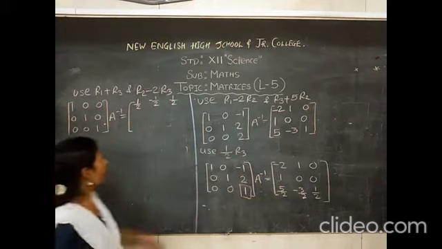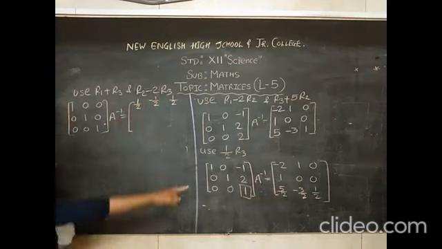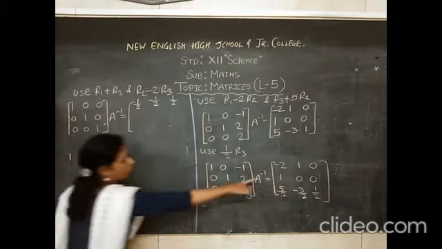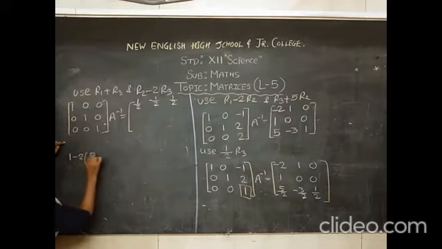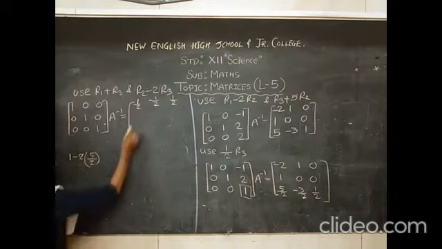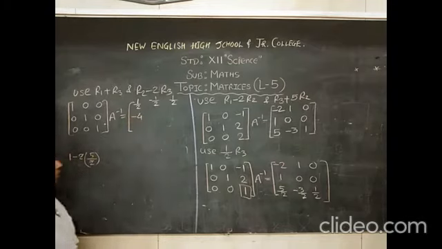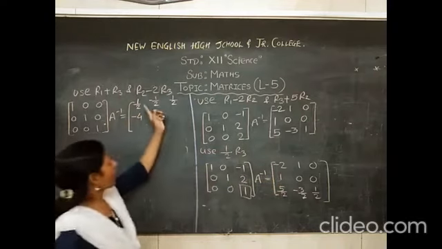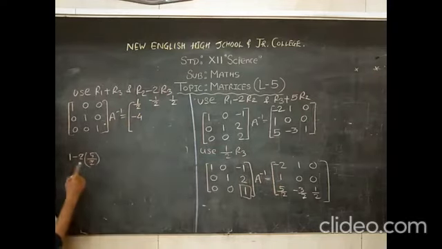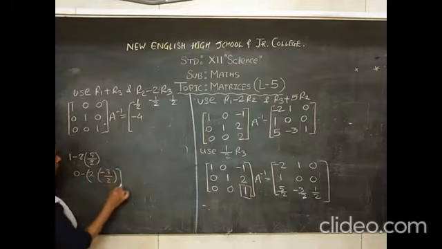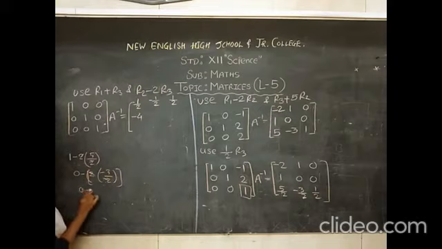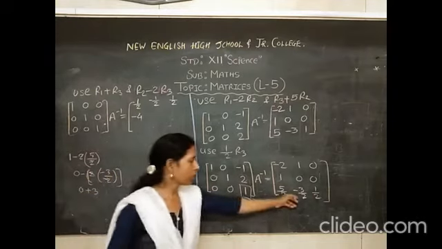Now we will come to R2 minus 2 times R3. R2 is 1 0 0, so R2 minus 2 times R3. That is 5 by 2, 2 cancel. 1 minus 5 is minus 4. I can directly write here minus 4. Okay. Then 0 minus 2 times minus 3 by 2. 2 cancel. Minus minus plus 3. It was simple actually. This plus 3 we have got.